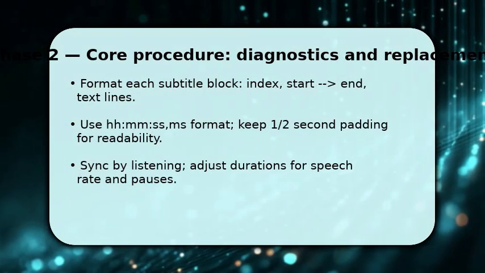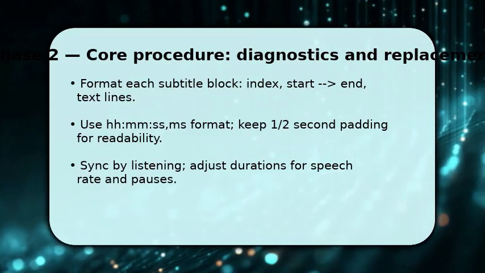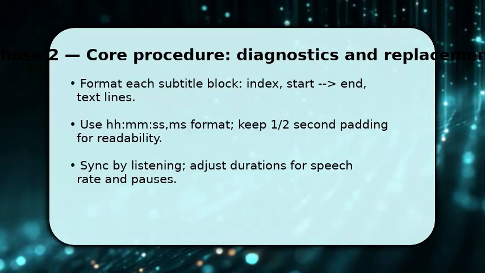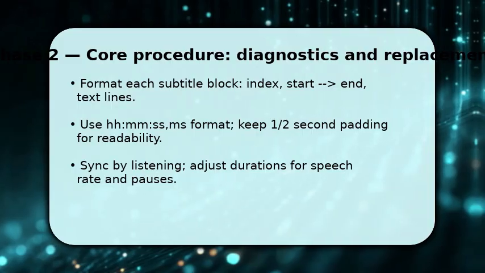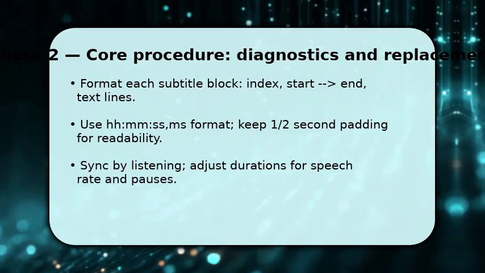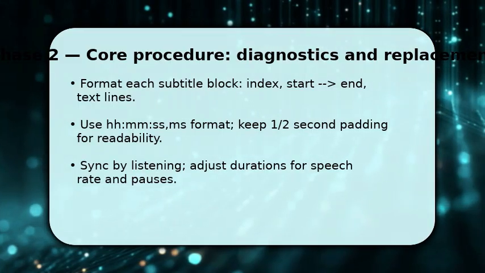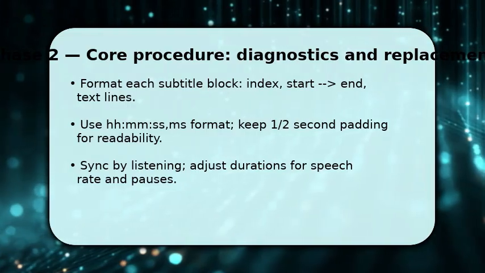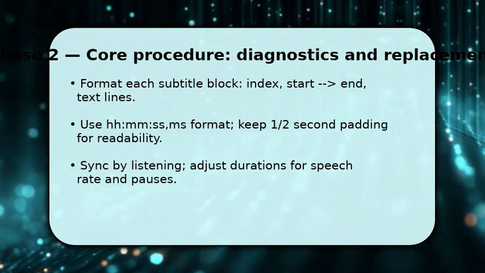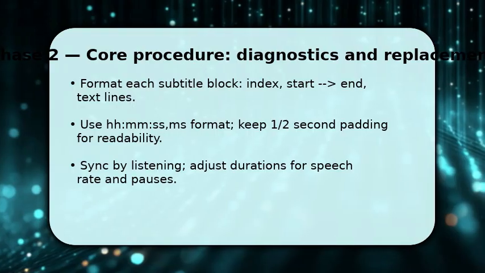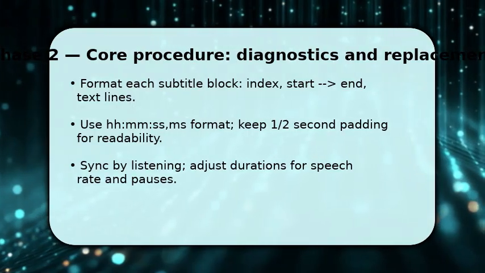Now you build the SRT structure. A numeric index, the start arrow end timestamp in hours, minutes, seconds, milliseconds, then the subtitle text. Work sequentially and play short segments while adjusting timestamps so text appears just before speech and ends slightly after. Use 1/2 second padding for natural reading, longer for slower speakers.